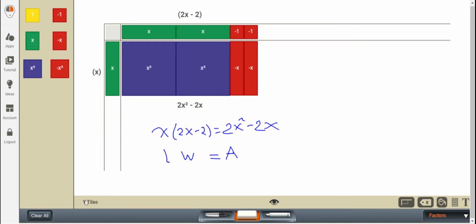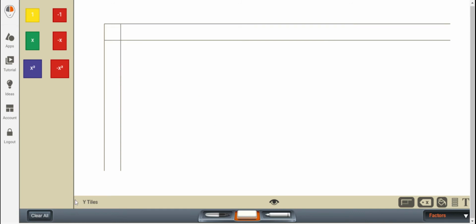Now we're going to move on to another example. So I'm going to erase these. I'm going to leave my frame, and this time we're going to do something like this. We're going to do 3x, and see if you can anticipate what is going to happen, multiplied by x plus 1.